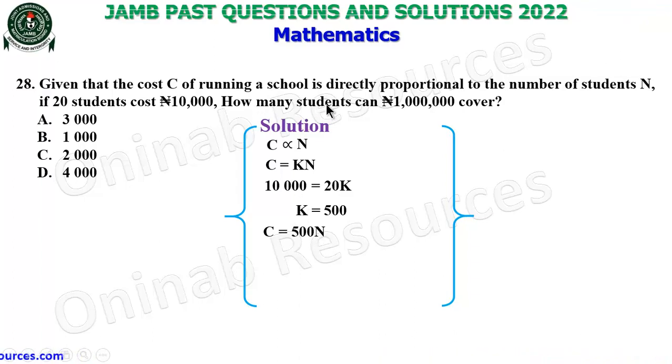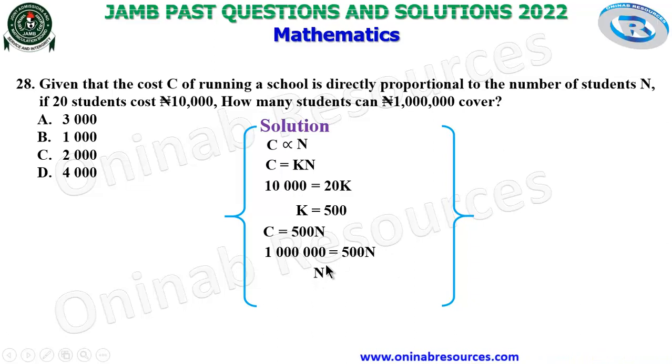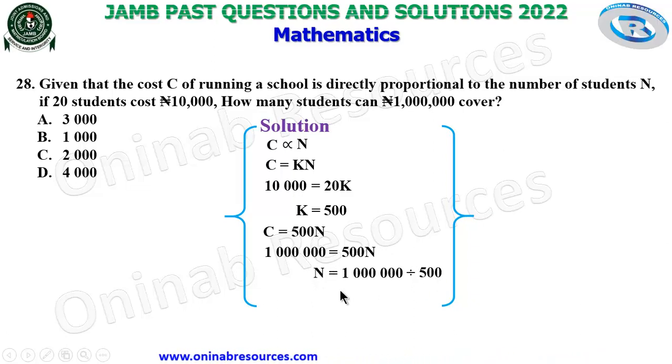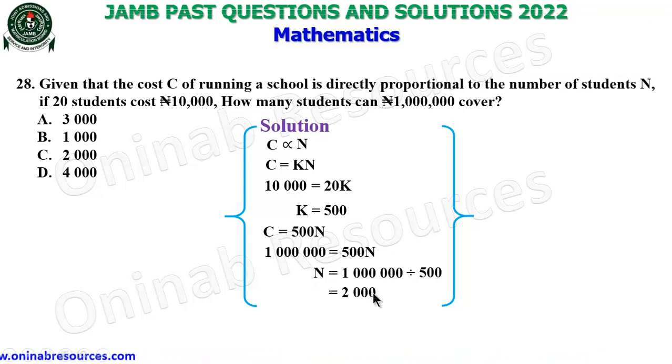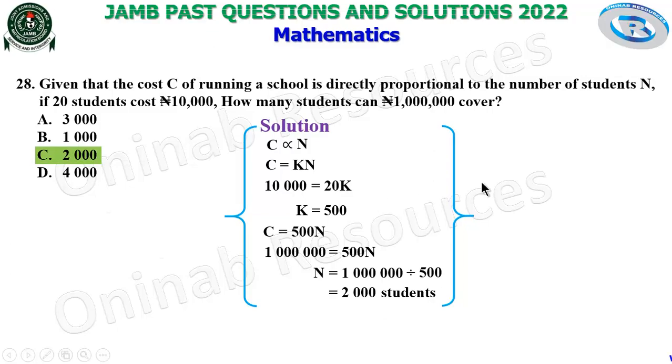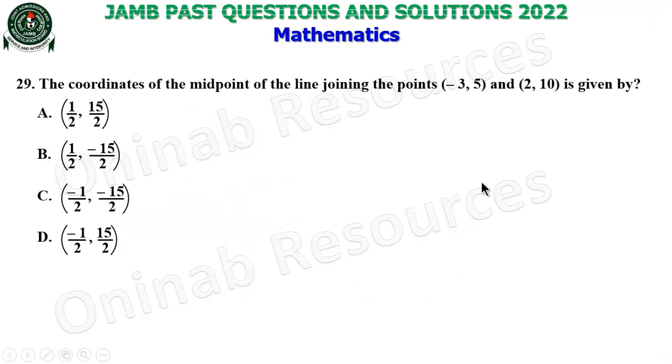Now we are to calculate how many students can be fed with 1 million naira. That is when the cost is 1 million, then we have it to be equal to 500N. So N is 1 million divided by 500, and that gives 2000. That's 2000 students. It means with 1 million naira, 2000 students will be fed. That's option C. So we go to problem 29.